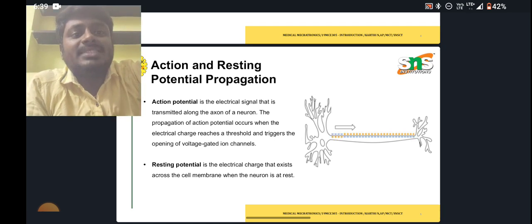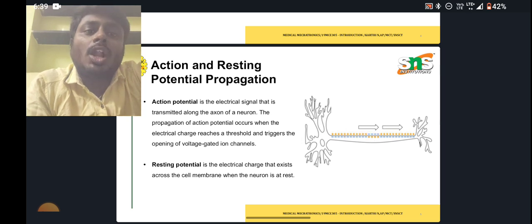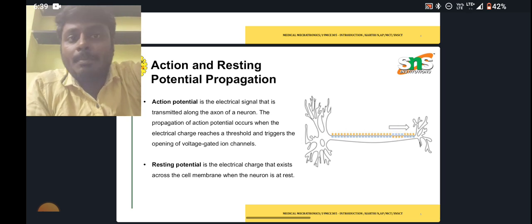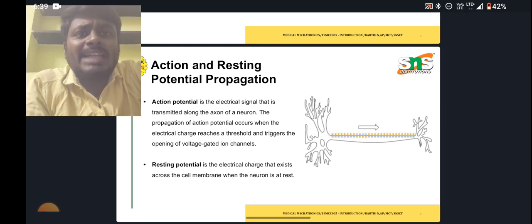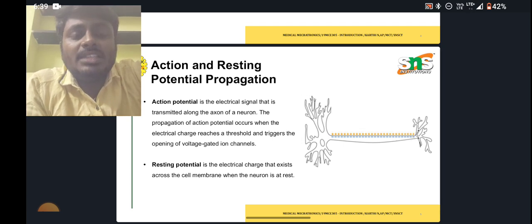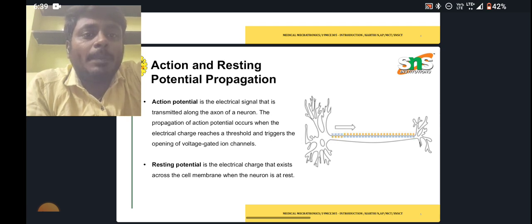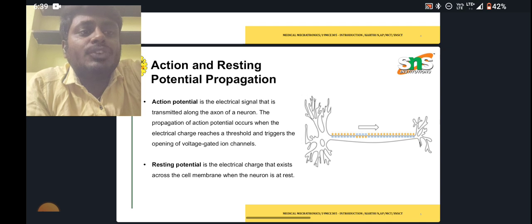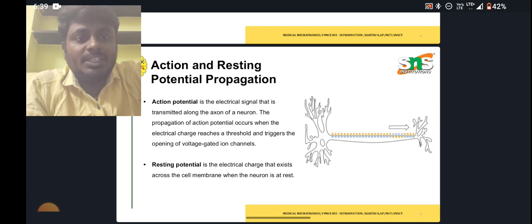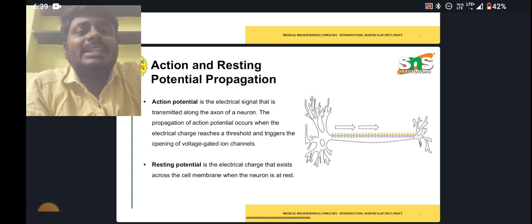Action potential is the electric signal that is transmitted along the axon of the neuron. What is a neuron? A neuron is nothing but a number of nerves forming a neuron. For example, the brain is a numerous number of neurons forming a particular organ. The propagation of action potential occurs when the electric charge reaches a threshold and it triggers the opening of voltage-gated ion channels, whereas the resting potential is the electric charge that exists across the cell membrane when the neuron is at rest.